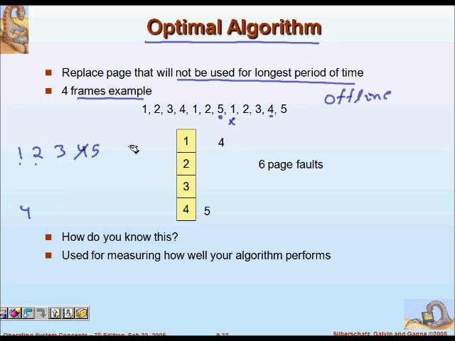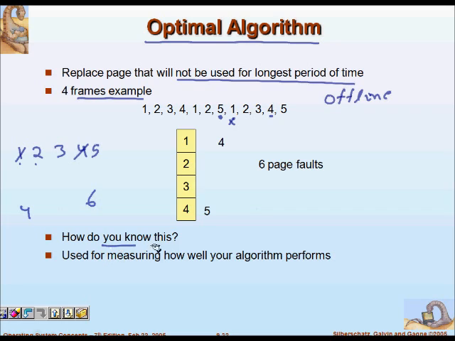Okay, so 1 is there. I require 2, 2 is there. I require 3, it is there. So then what happened? 4, it's not there. So again, which one should I remove? Remove something that will not be used for the longest period of time. So only 5 is there, I can remove any one of them. Let's say I remove 1.